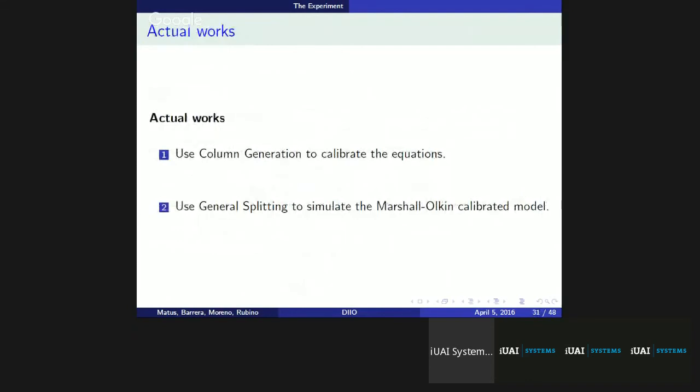And we use column generation to solve the problem, and the other is to use generalized splitting to simulate the calibrated Marshall-Olkin model. That is for rare events.